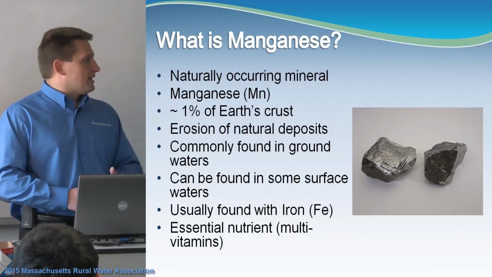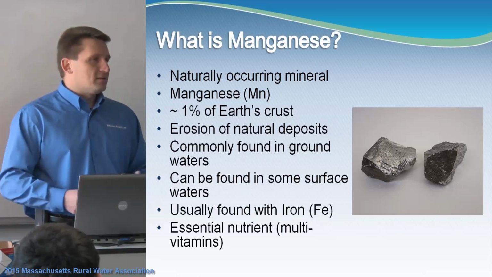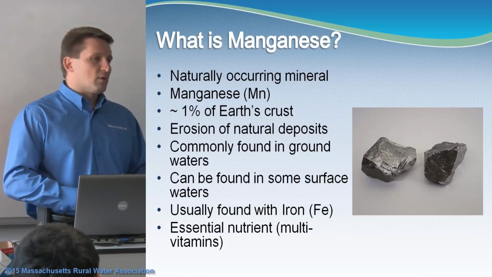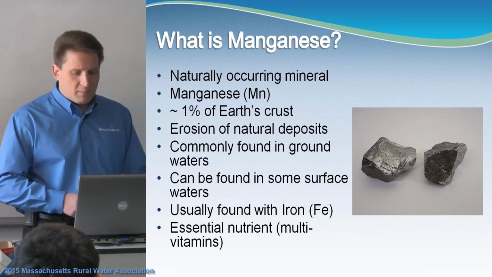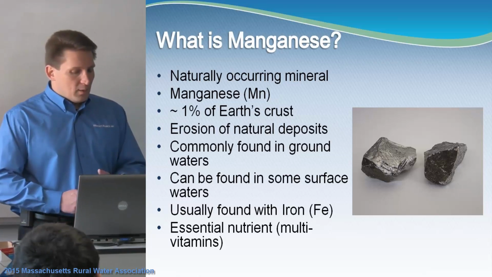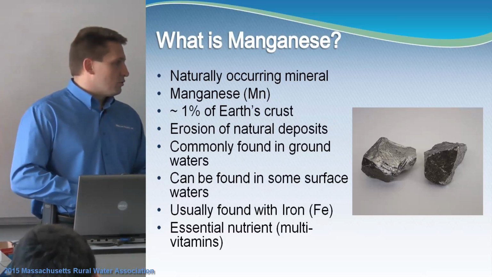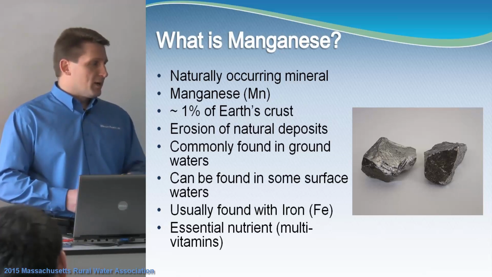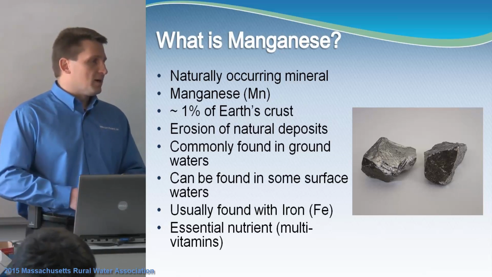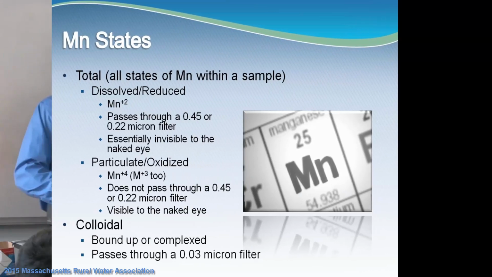One of the things you'll realize is that if you do have manganese, you'll also have iron along with it. You do sometimes have manganese by itself or iron by itself, but they're usually found in pairs, and they both can be problematic. It's important to note that manganese is an essential nutrient. If you look at your vitamins, it's in there as an ingredient. In the proper amount, it's something the body needs, but in excess, it's detrimental to health. And that's the reason that treatment is required.